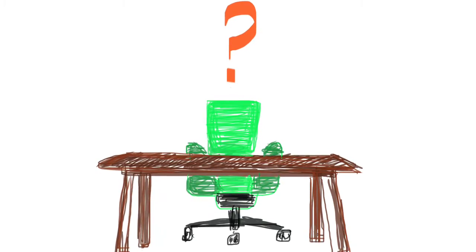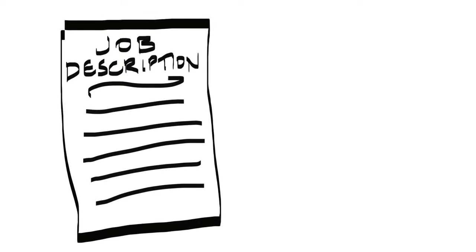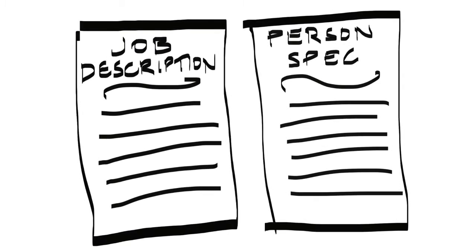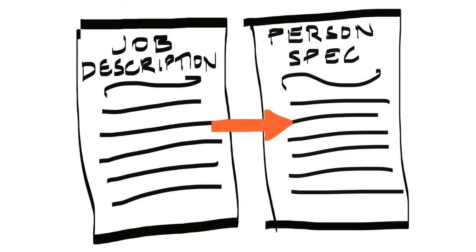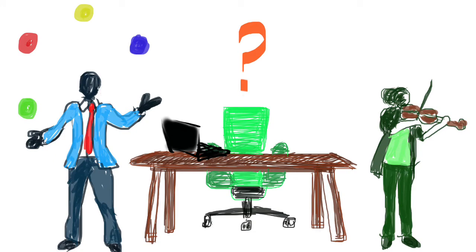Step 2. Prepare a sensible job description which accurately describes the job and does so in results or outcome terms. What is the person expected to achieve in the role? Then write the person specification that identifies the key knowledge, skills, and attributes that the successful person needs to deliver the job.